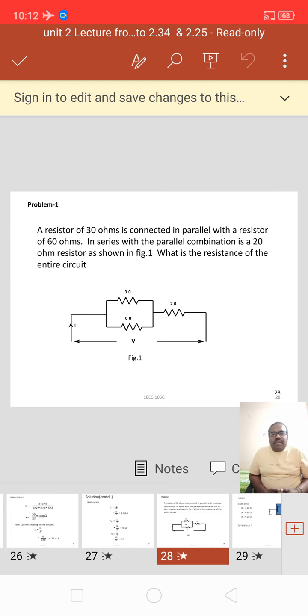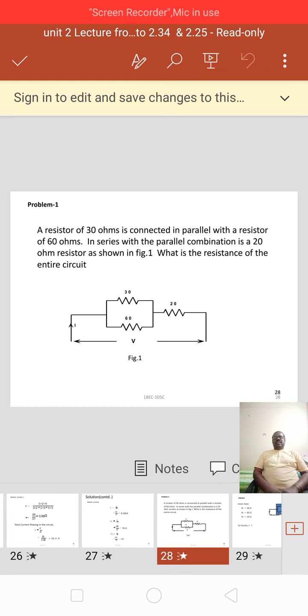Okay, another problem. A resistor of 30 ohms is connected in parallel with a resistor of 60 ohms, in series with the parallel combination is a 20 ohm resistor as shown in the figure. What is the resistance of the entire circuit? Here it is a different problem, that is when two resistors are connected in parallel with the series connection of another resistor and is having a voltage across them, what is the value of resistance of the entire circuit?